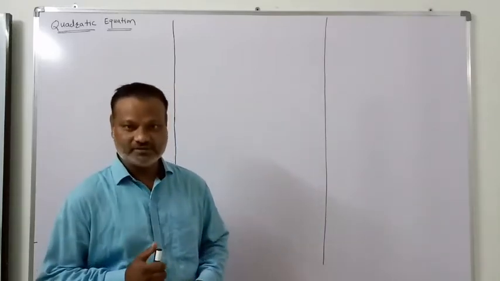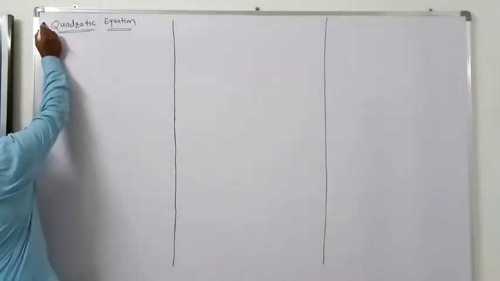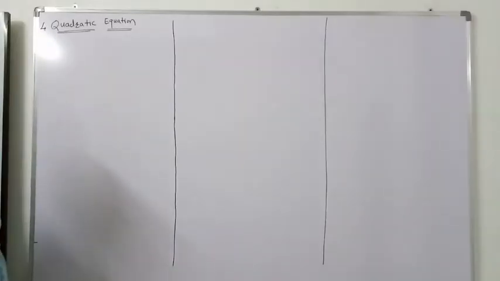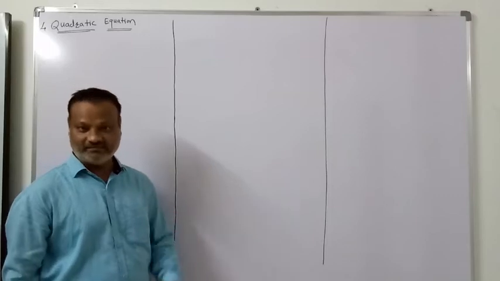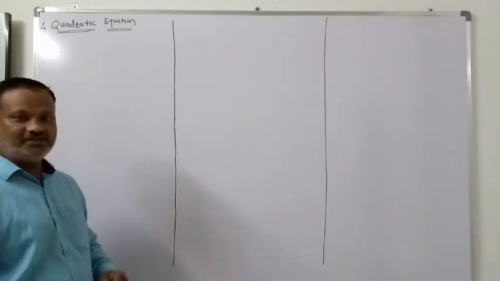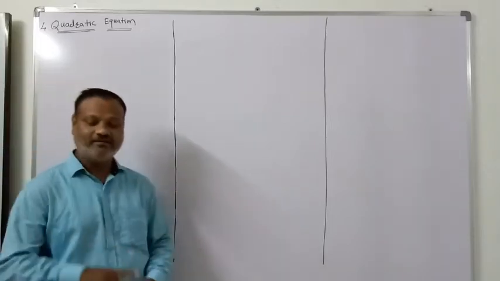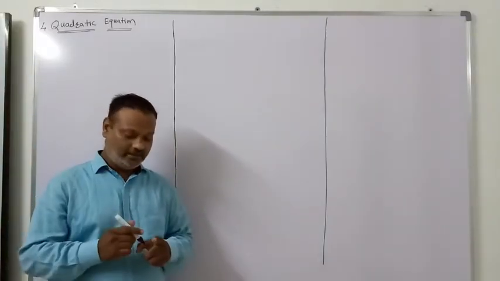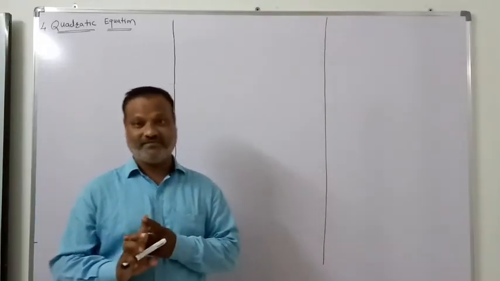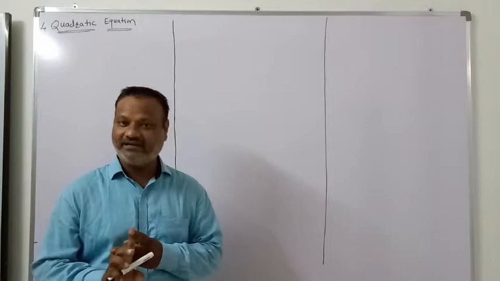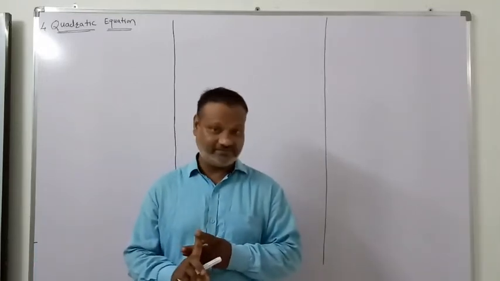So today we are going to start the new lesson, lesson number 4, quadratic equation. This lesson is divided into 4 parts. The first part is the general form of the quadratic equation: the definition of quadratic equation and the general form of quadratic equation.